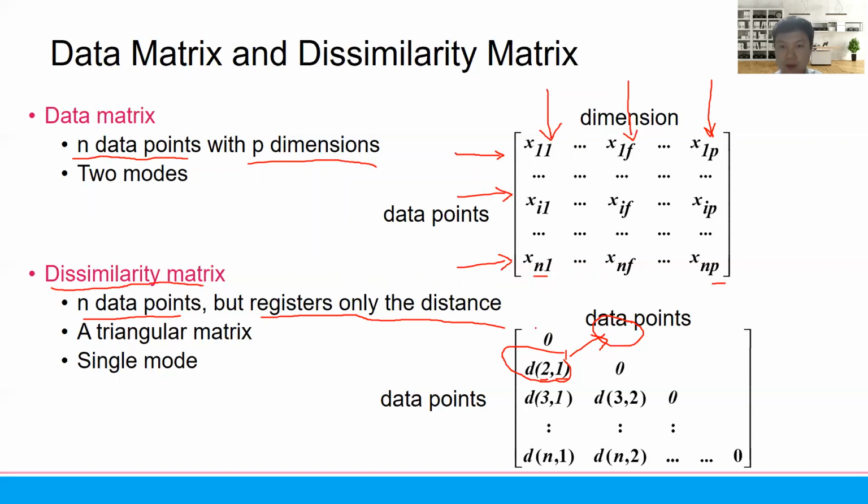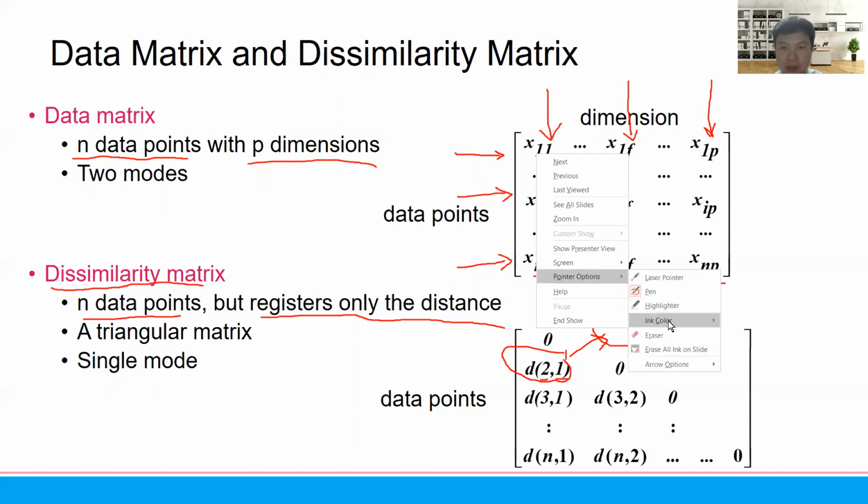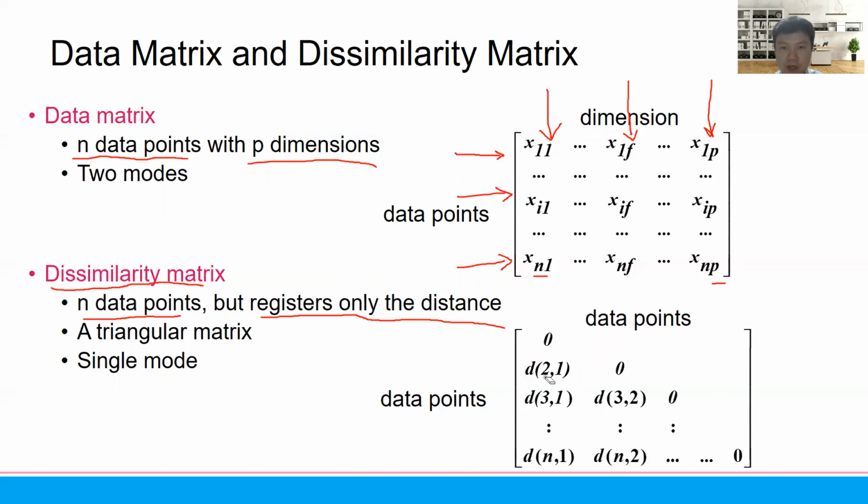What is the meaning of the triangular matrix? The data will be only in this triangle. There will be no other data in the upper side of the triangle. We call this a single mode, because we want to see the relationship between two data points, and we just use only one.